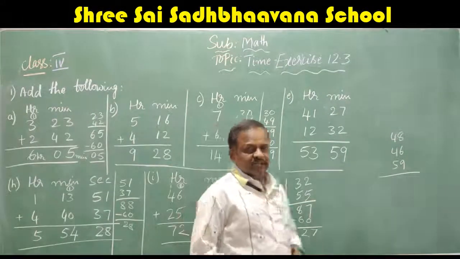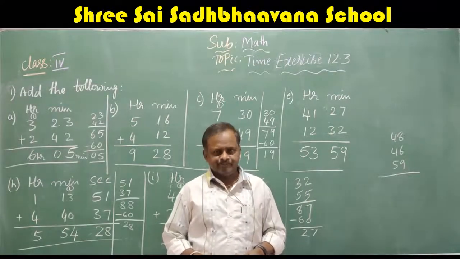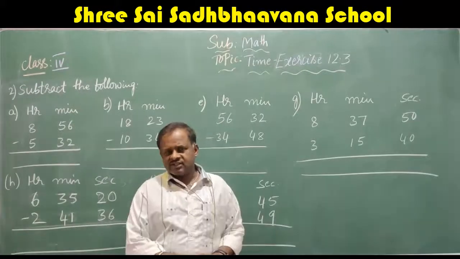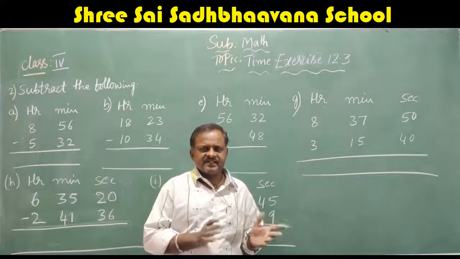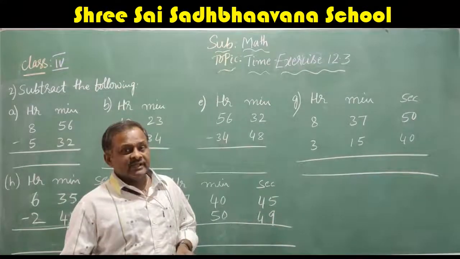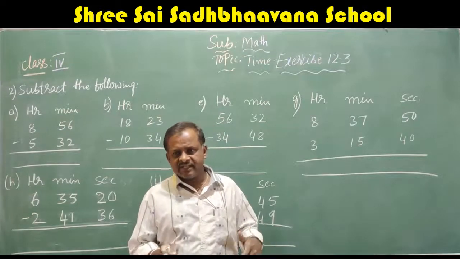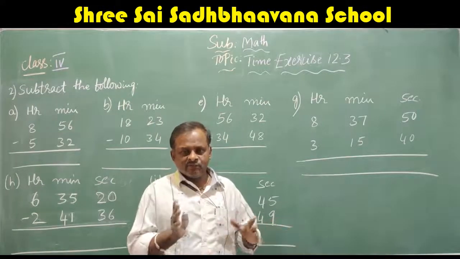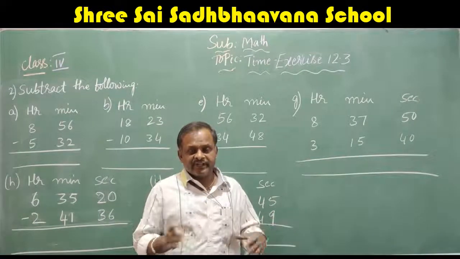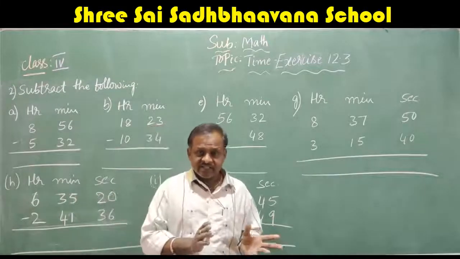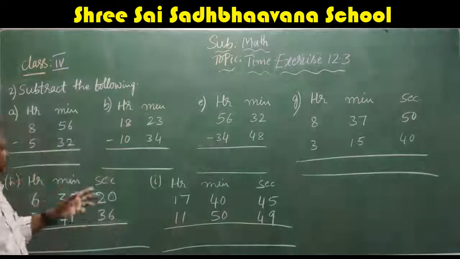Next we will move to the subtraction of time. Subtracting the hours from hours, minutes from minutes, seconds from seconds. Here also we take the carry, and the carry means 60. If you take the carry to seconds, it will become 60 seconds from 1 minute. If you take 1 hour carry towards the minutes, it will become 60 minutes. When we are doing it, you will understand.